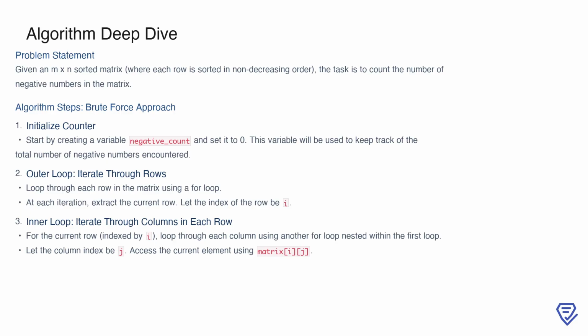Next, we use an outer loop to iterate through each row of the matrix. For each row, we extract its contents, and we keep track of the row index, i, which we'll use to access individual elements. Once we have the current row, we move to the next step of iterating through its columns using an inner loop. In this step, we process each element of the row by accessing it through its column index, j. This structure ensures that we systematically visit every element in the matrix.